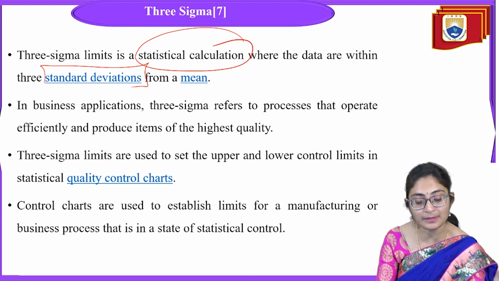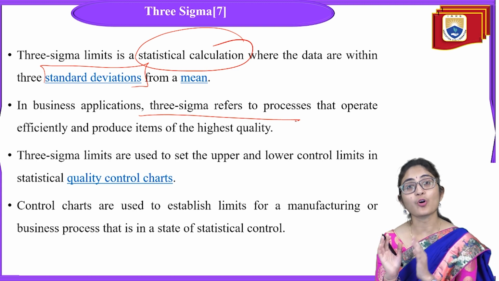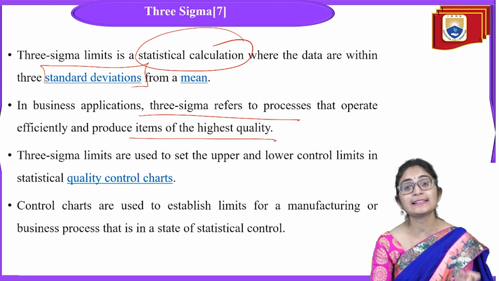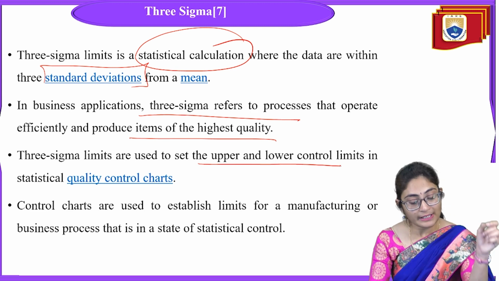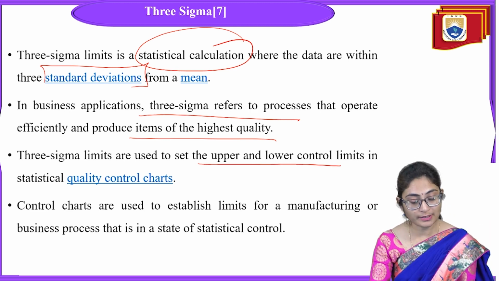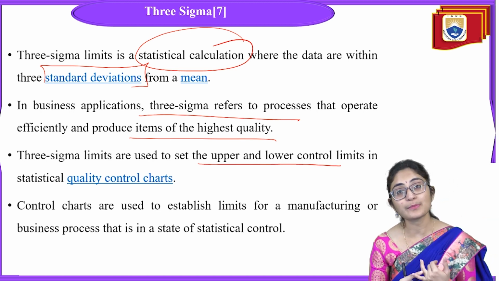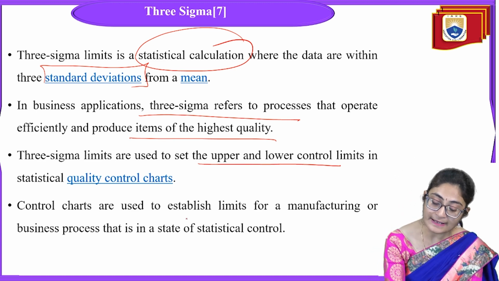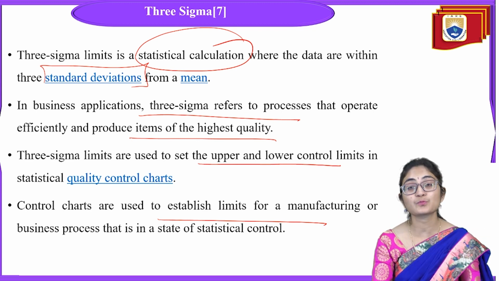And generally in business applications, 3 sigma is used for processes that operate efficiently and produce items of the highest quality. These 3 sigma limits are used to set the upper and lower control limits in your statistical quality control chart. Whenever you have to draw the quality control chart, at that time your 3 sigma limit will be more useful. These control charts are used for establishing the limits for manufacturing, or we can say a business process, that is in the state of statistical control.